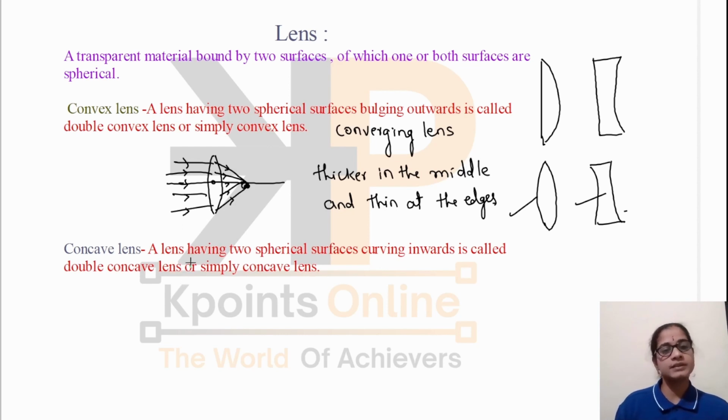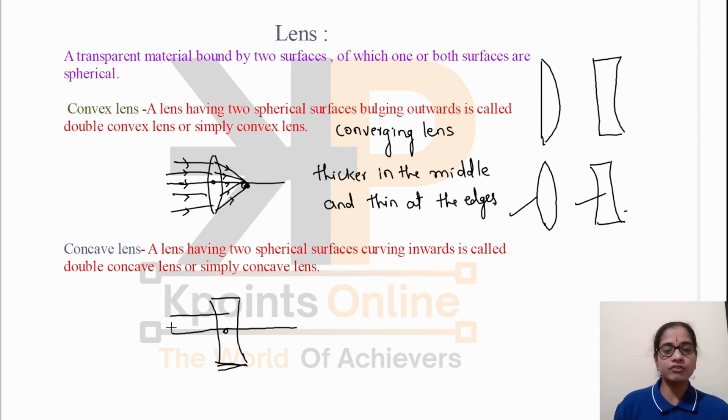Then what do we mean by concave lens? It is a lens having two spherical surfaces curving inwards, called a double concave lens or simply a concave lens. This concave lens consists of two spherical surfaces which are curved inwards. And we are going to understand the terms related to the concave and convex lens in the later part.